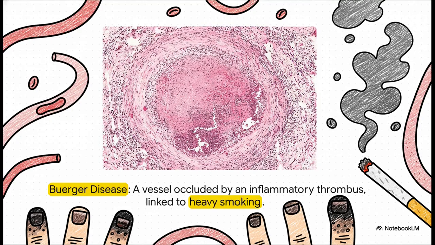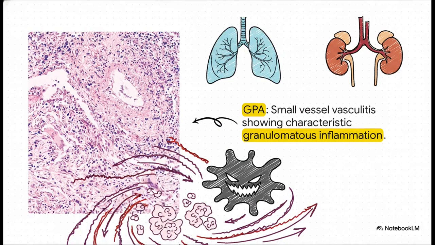Do you see how the entire lumen here is blocked by an inflammatory clot? This is Buerger's disease, a terrible consequence that is almost exclusively seen in heavy smokers. This occlusion leads to severe pain and can even result in gangrene of the fingers and toes. And now we go down to the small vessels.